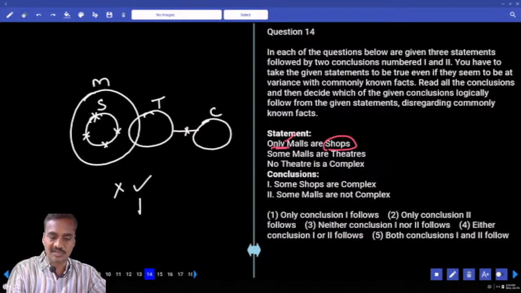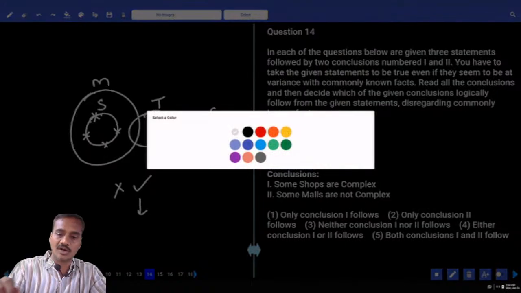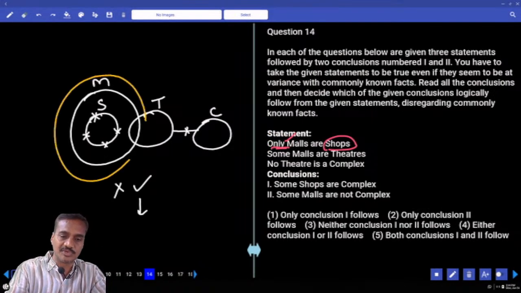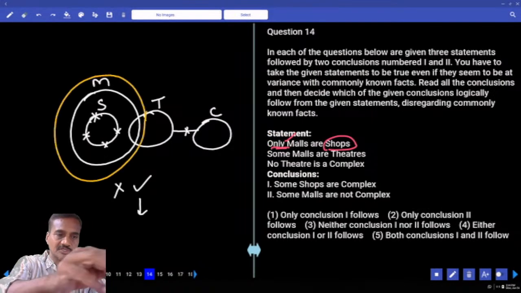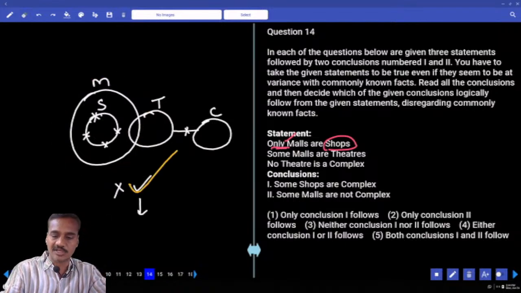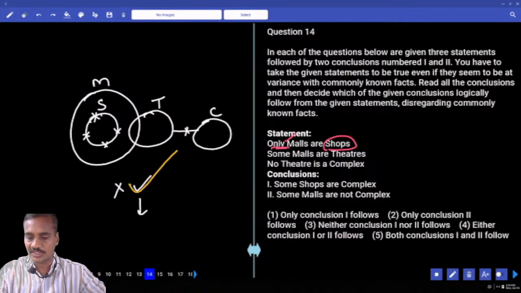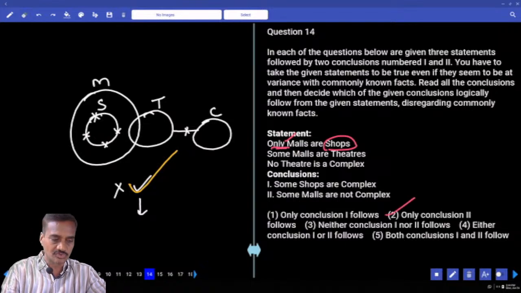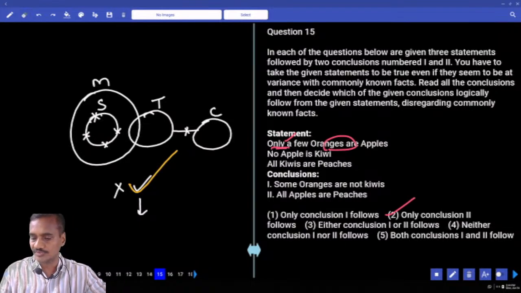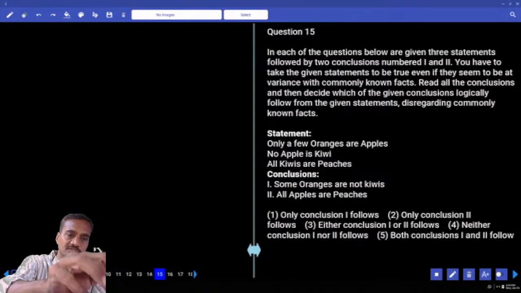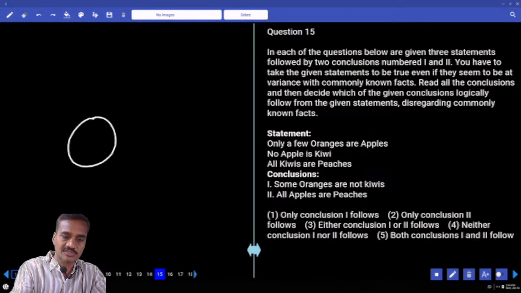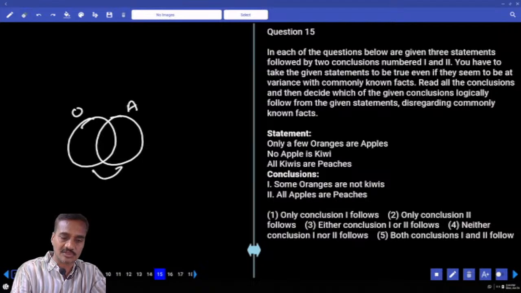Now to make the second one false, we need to prove all malls are complex. Is it possible? Not possible. Hence, what is your answer? Alternate diagram cannot be done. This will be true forever. Hence, only 2, choice 2, question number 14. The next one, 15th one. Only a few oranges are apples. Some of the oranges are apples, but not all.